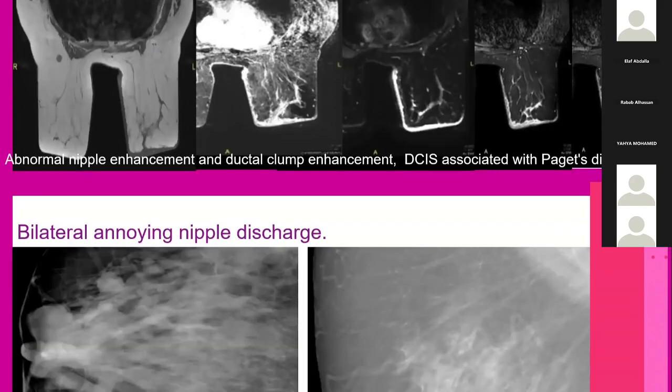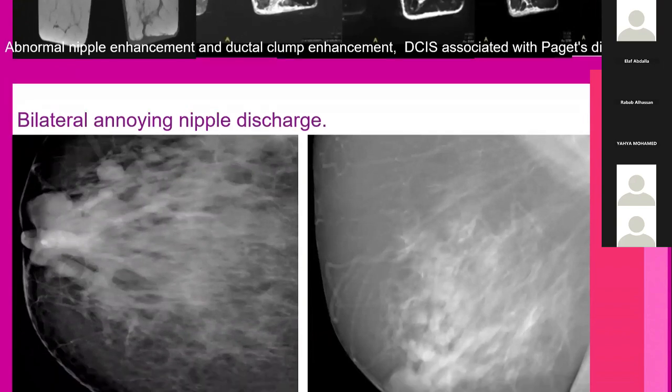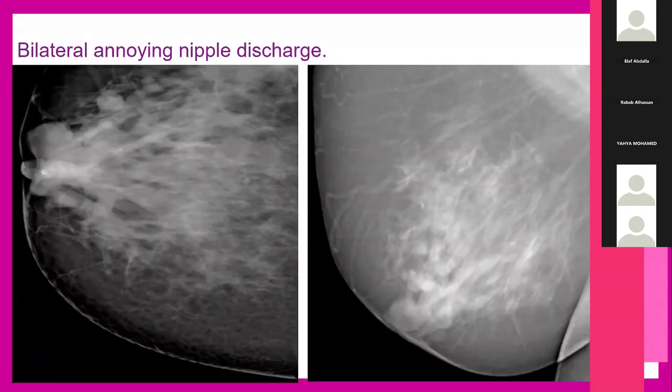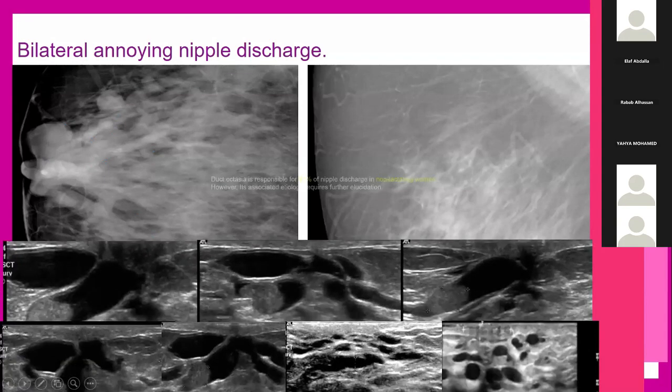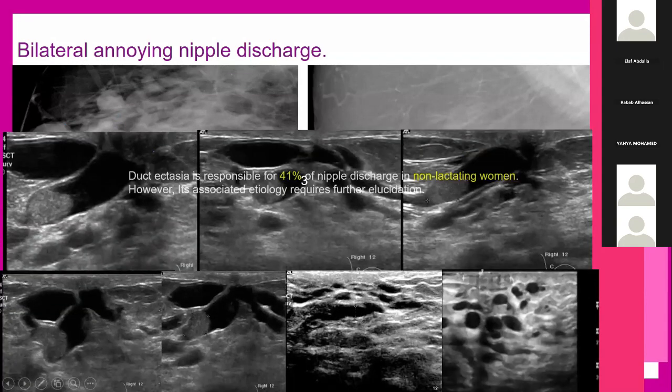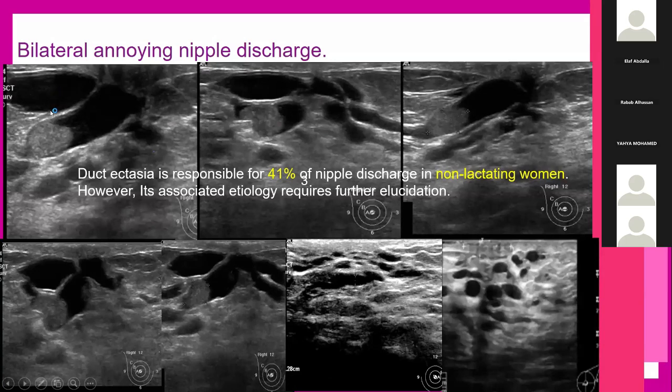This lady presented with bilateral annoying nipple discharge. Can you see how remarkable the ductectasia is? This is the right breast, even with cystic changes within this dilated duct. And this is the companion ultrasound image. Can you see here? We can see intraductal ball-like lesions within the markedly dilated right breast.